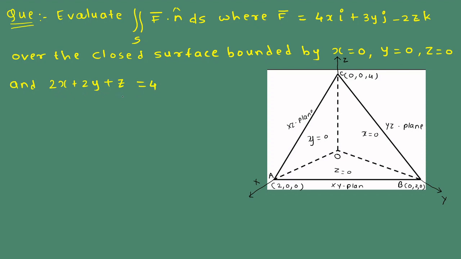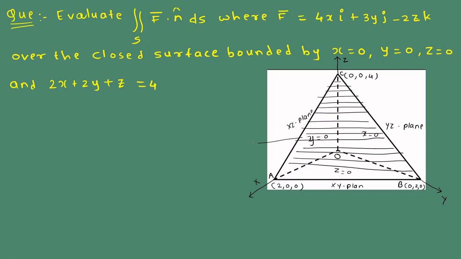And the plane 2x plus 2y plus z equals 4 means this surface, this triangle above. So basically S is a closed surface and it has four faces. One face is the xy plane, one face is the xz plane, another face is the yz plane, and another face is a plane which has the equation 2x plus 2y plus z equals 4.